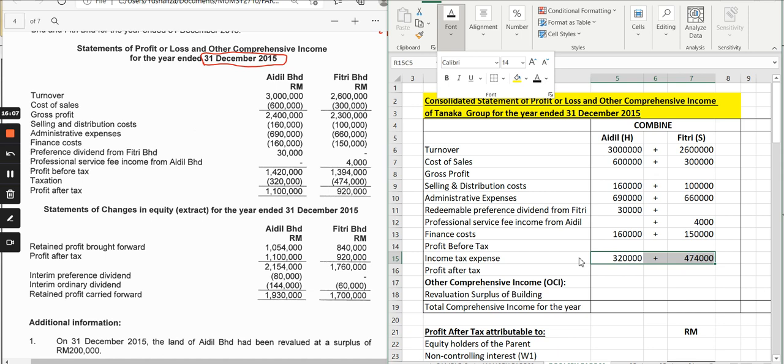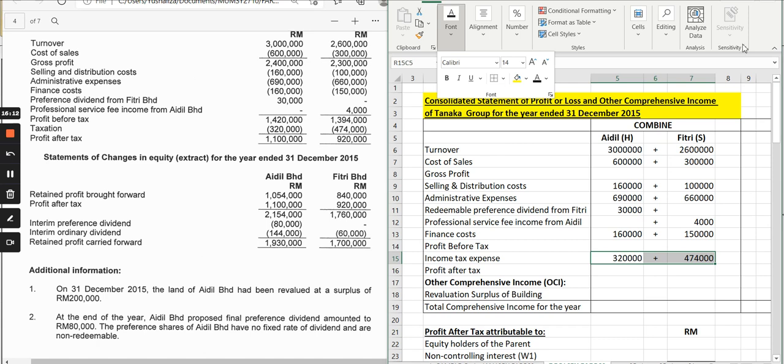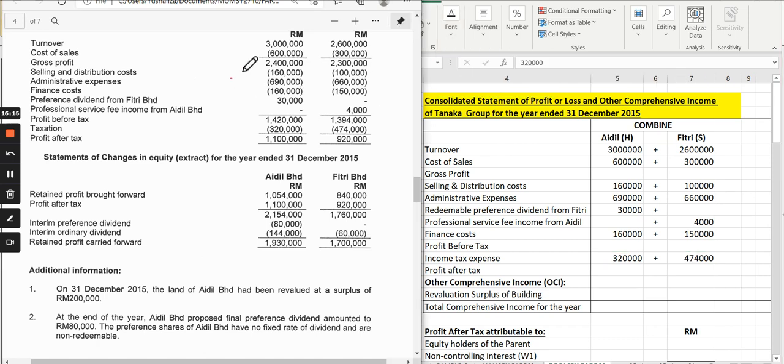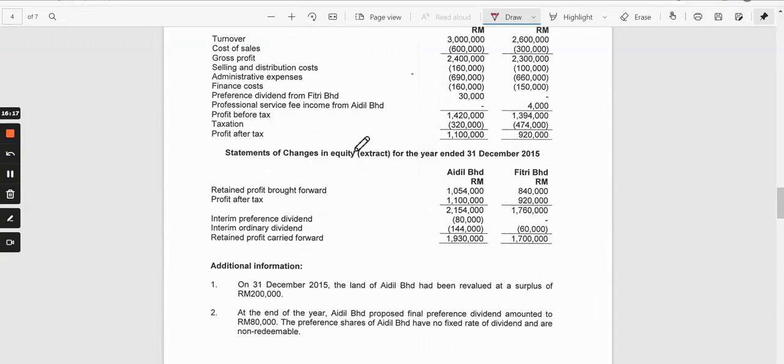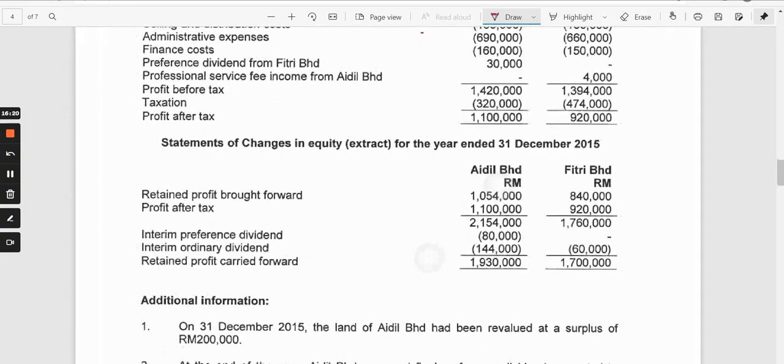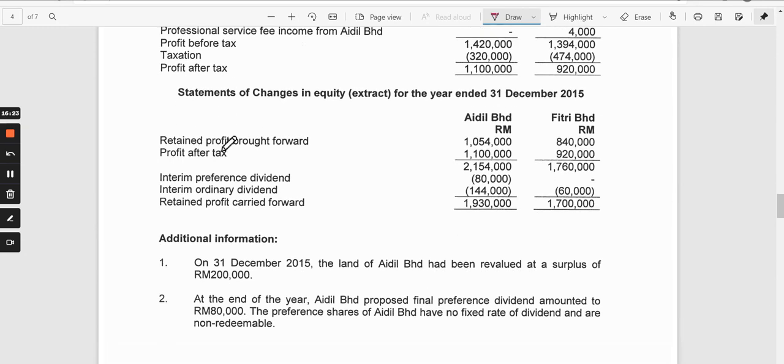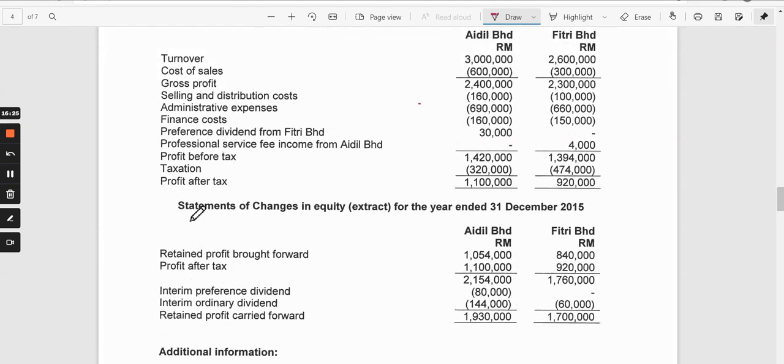Okay, you have done with the combination part. You will have to do now the additional information. Okay, let's look at the additional information for each of the items. Before that, you have the taxation information that you just need to add. But in our question here, we do not discuss deferred tax. This is just focusing on taxation. Statement of changes in equity for the year ended 31st December 2015. This is the separate statement of AIDIL, the separate statement of Fitri.